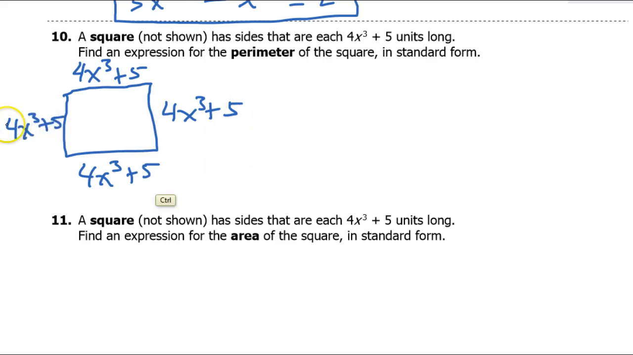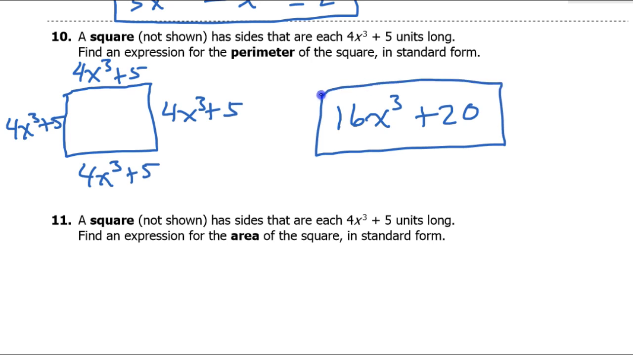Okay, so for the perimeter, we have to add all this up. There's no point in me writing this all out in a line. You know that we're going to have to combine like terms. So let's just start adding them up. So 4 times 4 is 16. So that tells me I'm going to have 16x to the 3rd power. Okay, I just combined all of the 4x cubes just then. Then I have 4 5s. 4 times 5 is 20. So that's going to be 20. So this will be an expression for the perimeter.